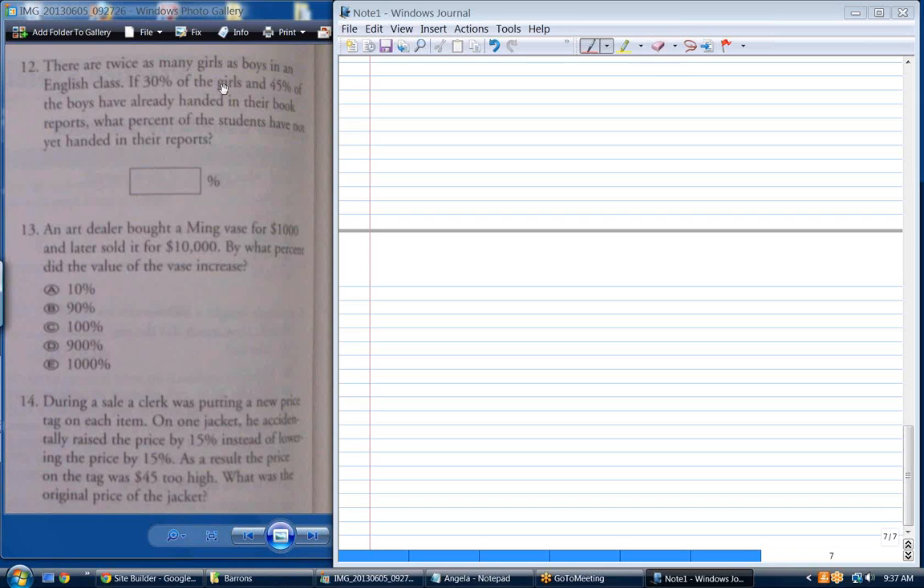So what two numbers would you pick? How many girls and how many boys? Probably 45 boys and 90 girls. Now, notice that the number of girls times 30% has to be a whole number, and the number of boys times 45% has to be a whole number in order to conform with the second sentence. In other words, we could pick 100 girls and 50 boys.